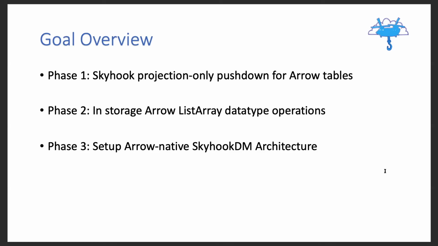Sorry, I added an execution flag. It's called pushdown columns only to the run query. So it pushes down only the projection and leaves the filtering operations to the higher level. In the second phase, the nested data type is considered, and we try to implement operations for the list array data type in Skyhook. And the last, we turned to the Arrow dataset API and decided to integrate the new API with SkyhookDM.